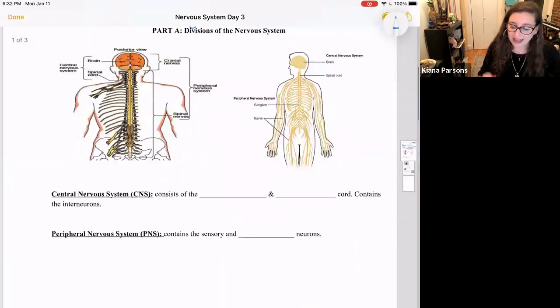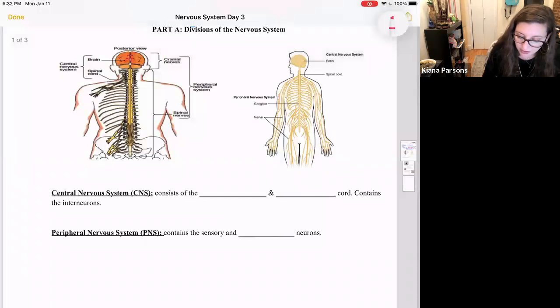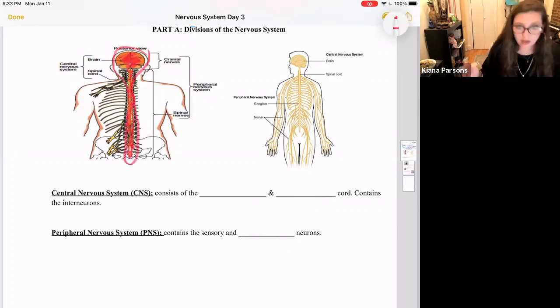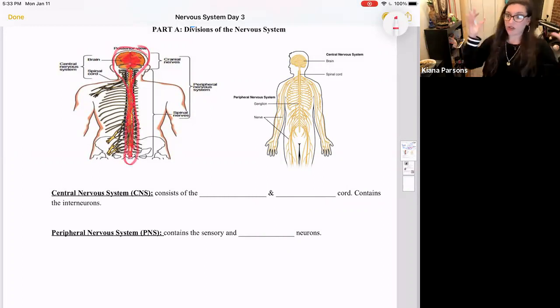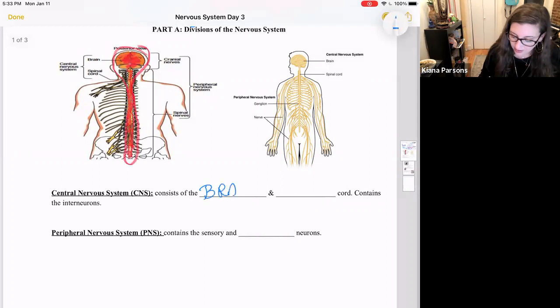Let's go on to part A, divisions of the nervous system. And we've already talked about this in class, but as we know, the central nervous system is central to the body, right? We have here the brain and the spinal cord. And the brain and the spinal cord go down the center of the body there, the center of the whole organism. If you were to split you in half, that's the line you would do it down. That is the brain and spinal cord.